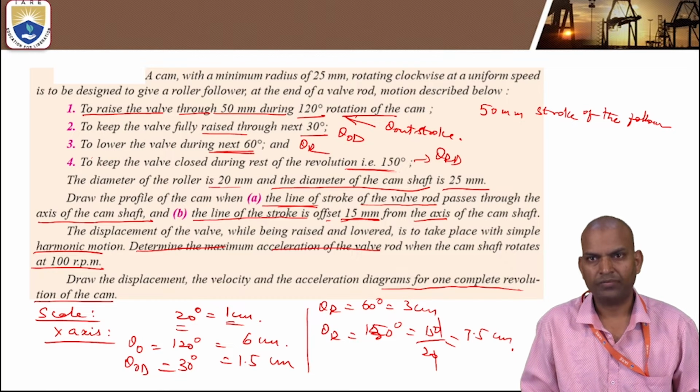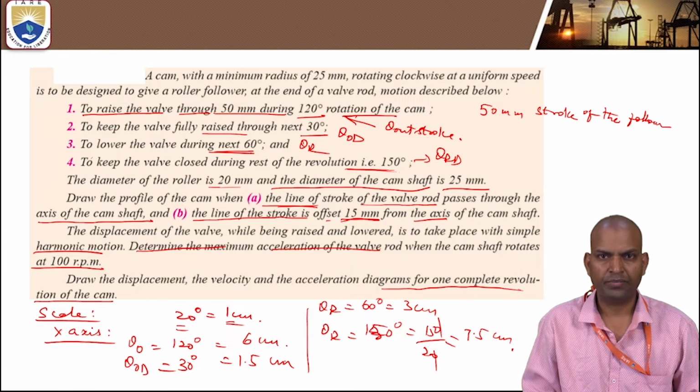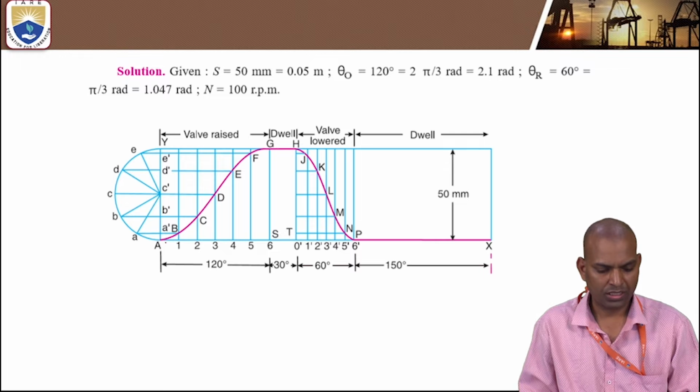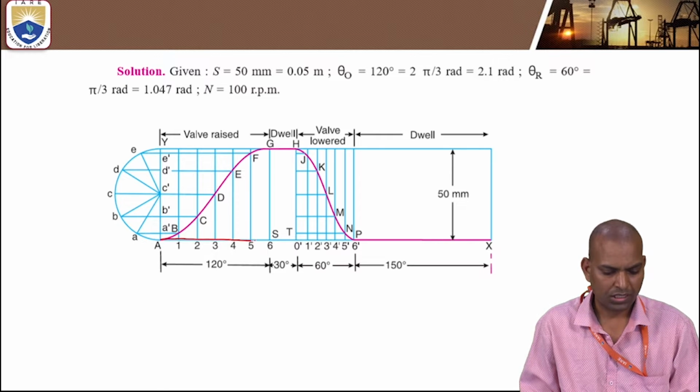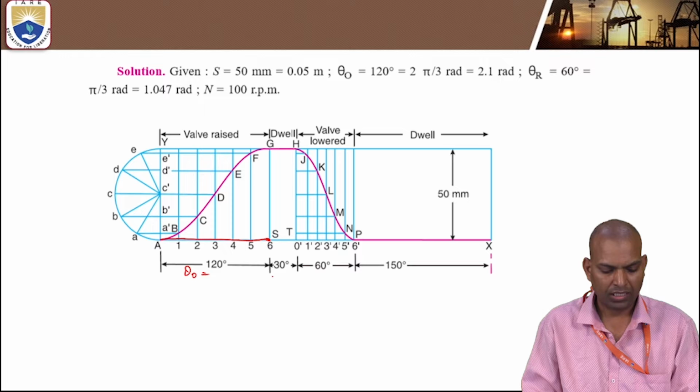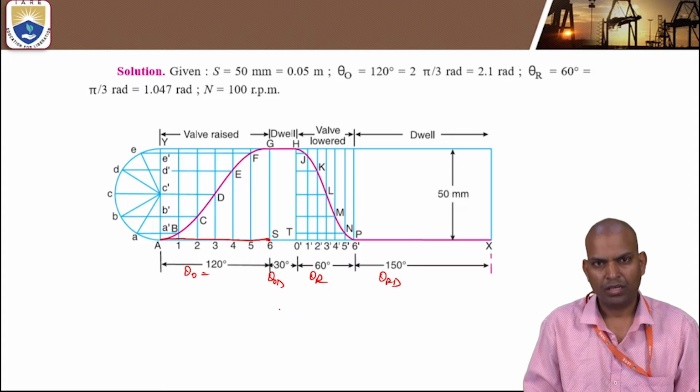So we have to draw for the length of the square with this dimension. This is the theta outstroke. AS represents the outstroke, called theta outstroke, theta O. Then it is theta outstroke dwell, there is theta return dwell. So here that is valve raised, dwell, valve lowered, and dwell.